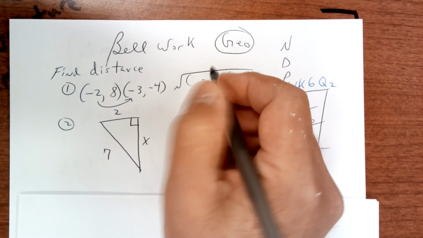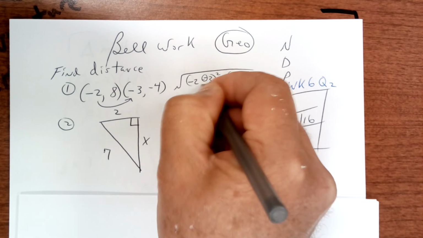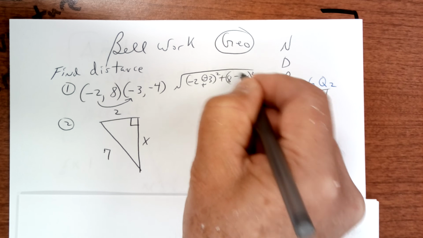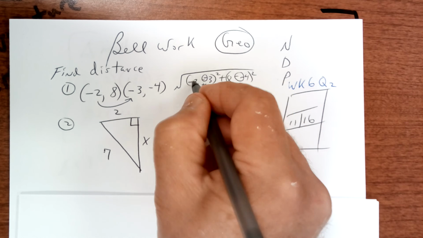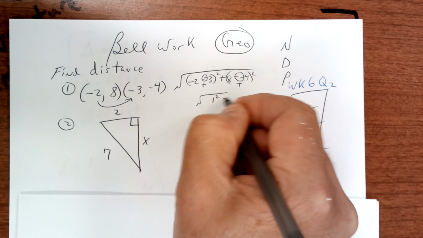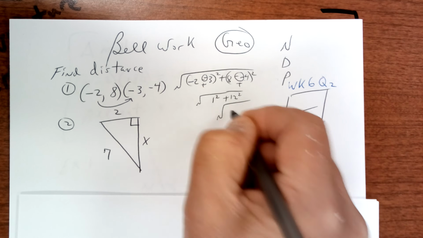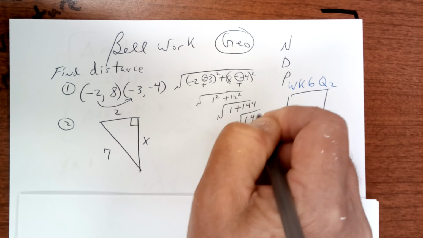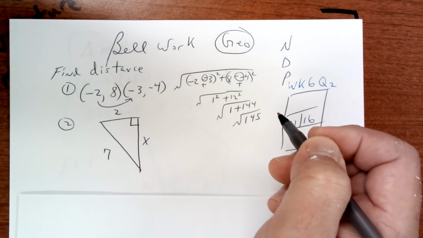So this is -2 minus a -3. That becomes a plus. This is going to be 8 minus a -4. That becomes a plus. So I end up with 3 minus 2 is 1. And then here I get 12 squared, which is 144. So I'm going to get 1 times 1 is 1 plus 144. When I add that up, I get the square root of 145. Use your calculator. 12 times 12 is 144, so it's got to be 12 point something.